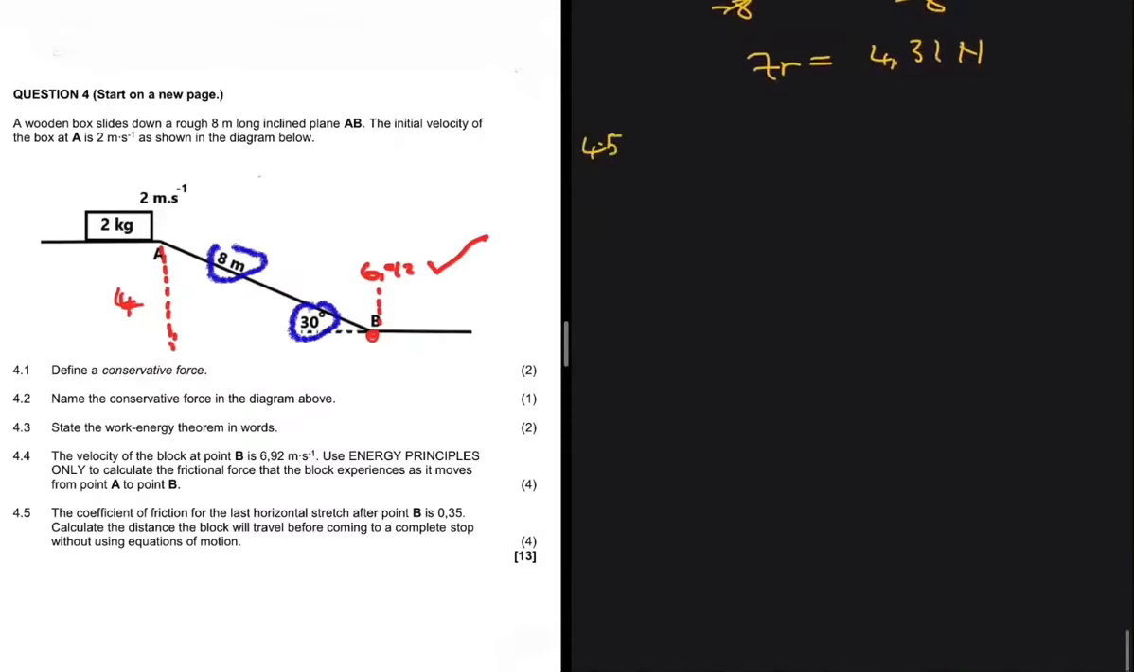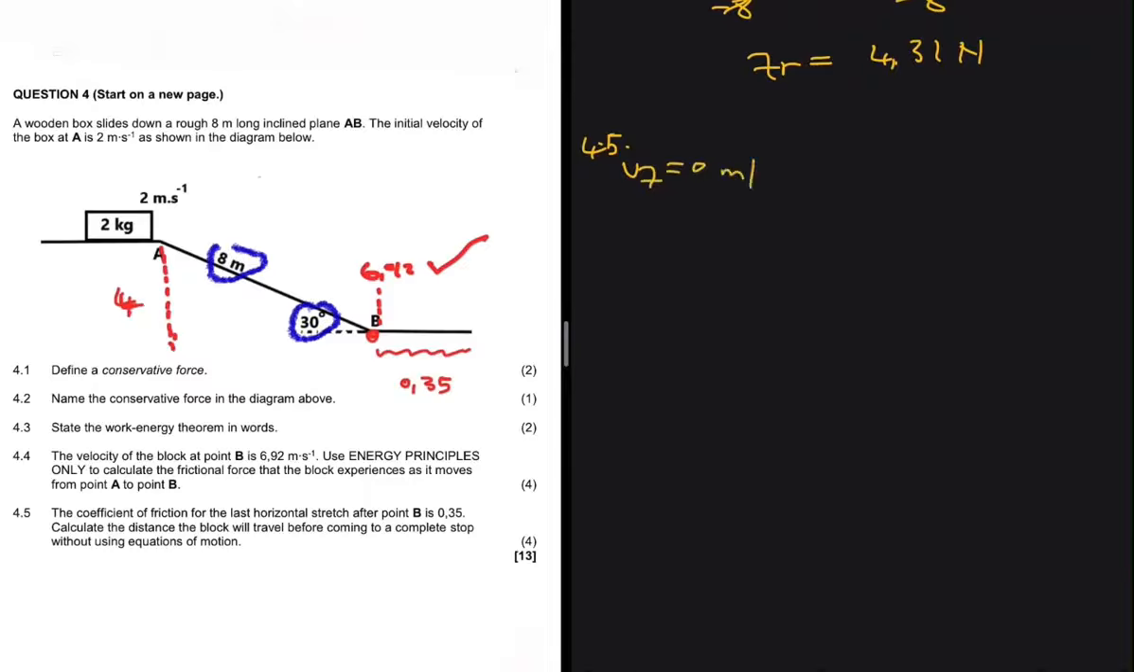So 4.5. The question is saying that the coefficient of friction for the last horizontal stretch after point B is 0.35. So here we have a coefficient of 0.35. And then the question says let's calculate the distance the block will travel before coming to a complete stop without using equations of motion. If it is coming to a complete stop, then we know fully well that VF is equal to 0.